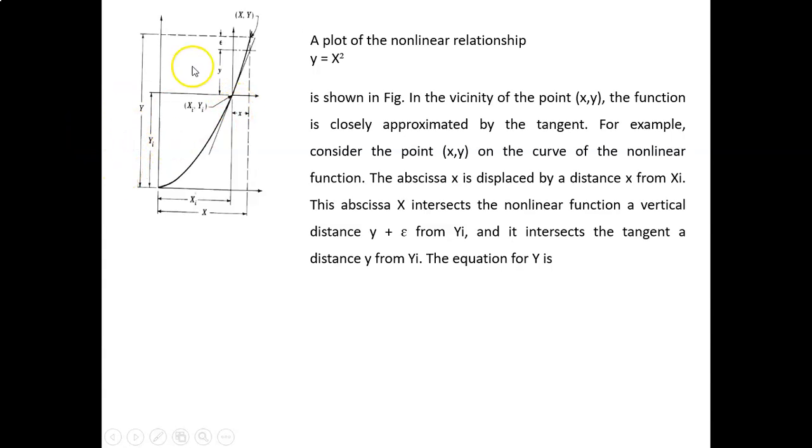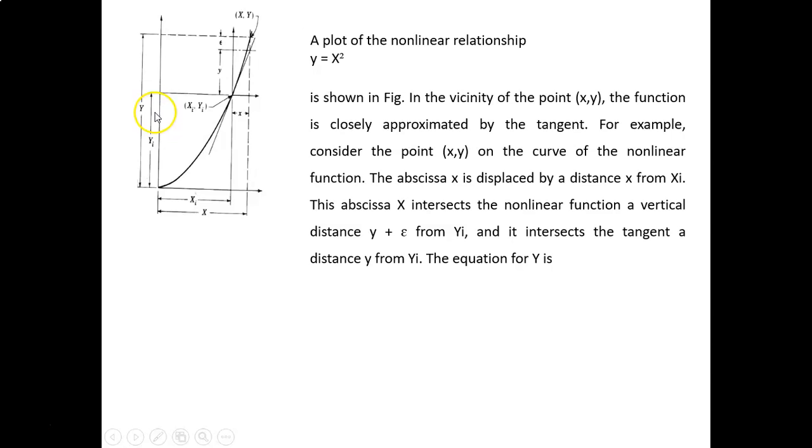In the vicinity of the point x y, the function is closely approximated by the tangent. For example, consider the point x y on the curve of the non-linear function. The abscissa x is displaced by distance small x from xi. This abscissa x intersects the non-linear function at a vertical distance y plus epsilon from yi.